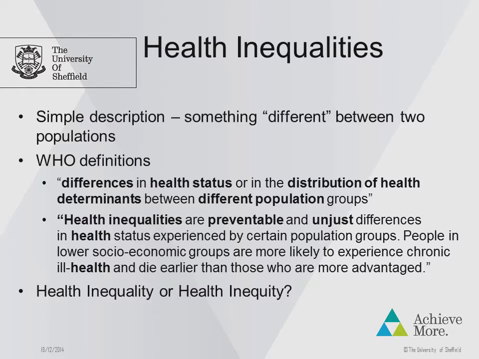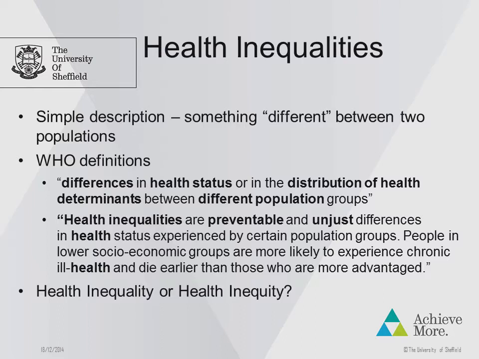This brings us to the concept of health inequalities. A simple definition of health inequalities is something different in terms of the health outcomes between two populations. The WHO definition, differences in health status or in the distribution of health determinants between different population groups, is widely accepted. The WHO also points out that health inequalities are preventable and unjust differences, and that people in lower socioeconomic groups are much more likely to experience chronic ill health and die earlier than those who are more advantaged.